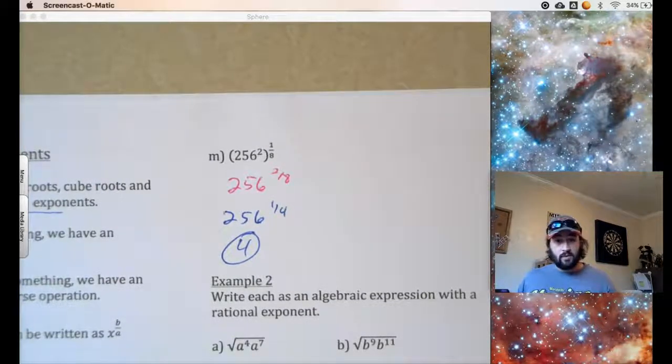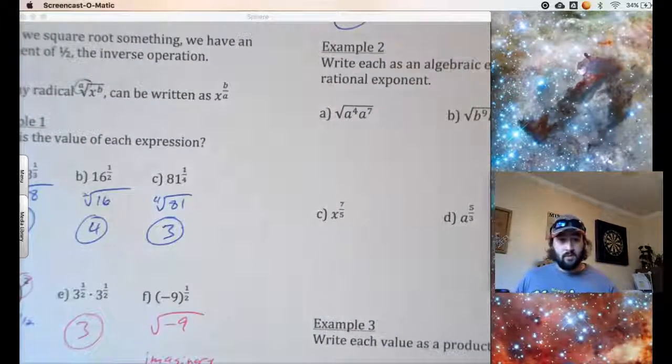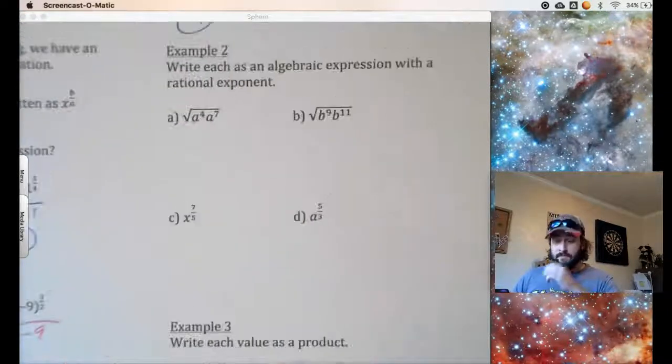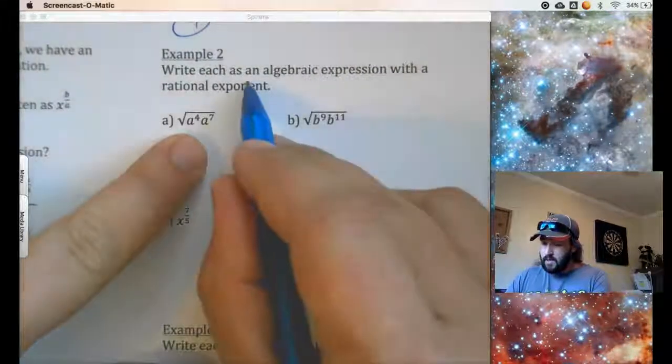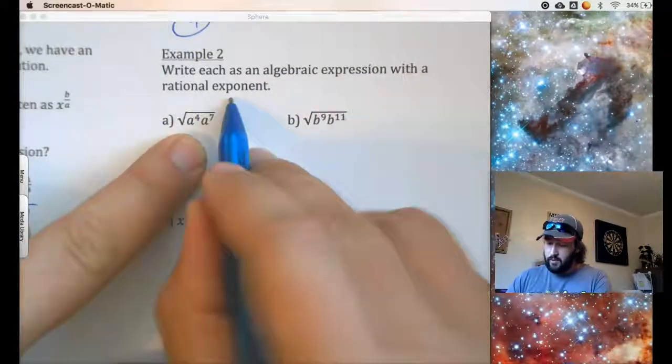That's pretty much it with the fractional exponents. We're just going to be simplifying a little bit more as we go now. But that's really the tough part. So write each as an algebraic expression without a rational exponent.